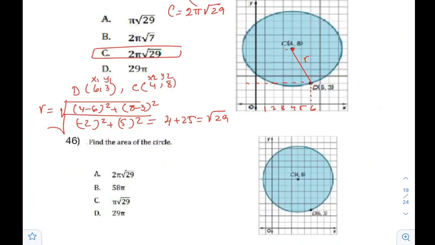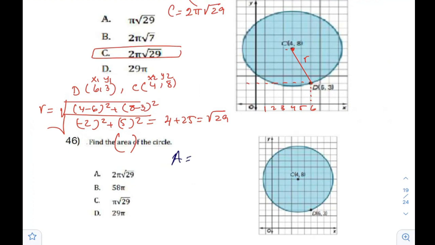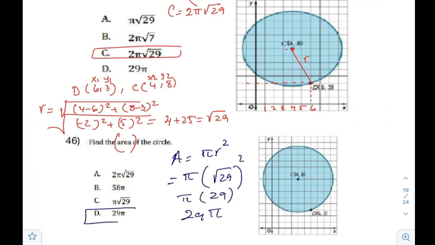Now, the same circle is mentioned again, and he needs to find the area. So remember the rule of the area. Area of the circle is pi r squared. Squared means the radius by itself. So we have already defined the radius as square root of 29. When you square it, it's just 29. So it's 29 pi, which is D. Simply, the answer can be easily obtained.